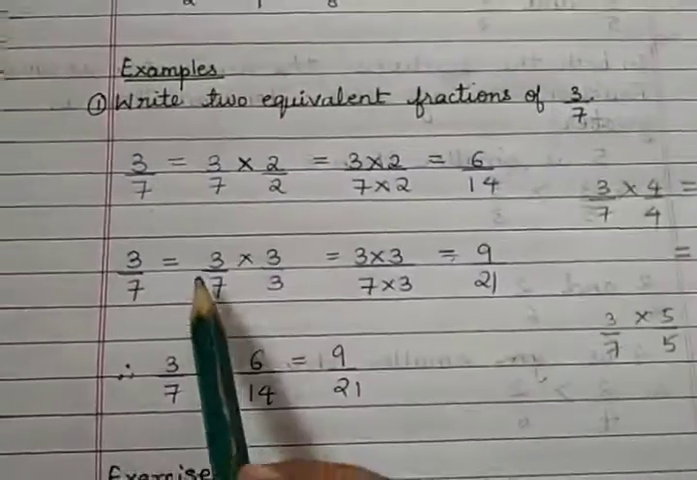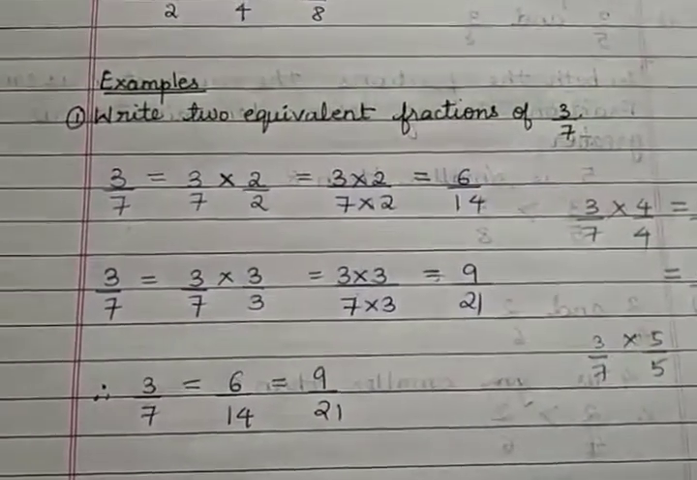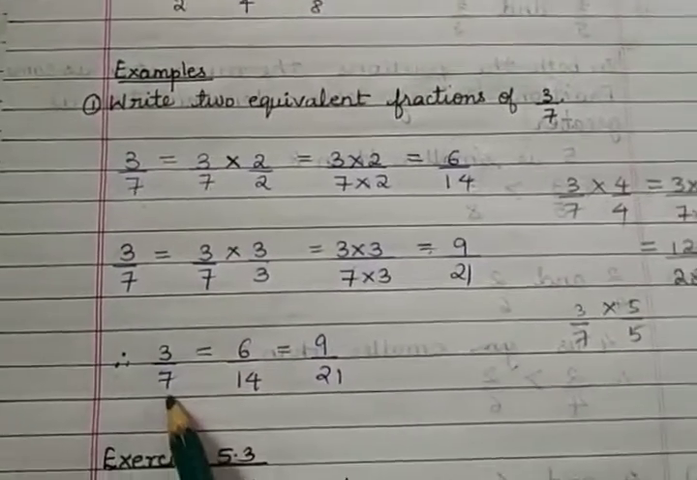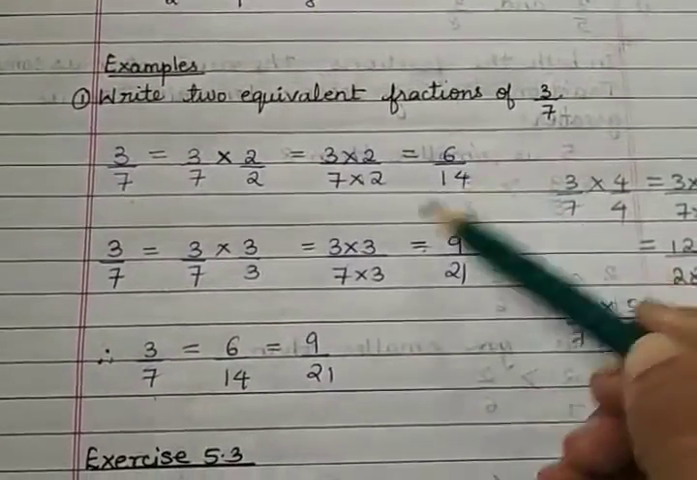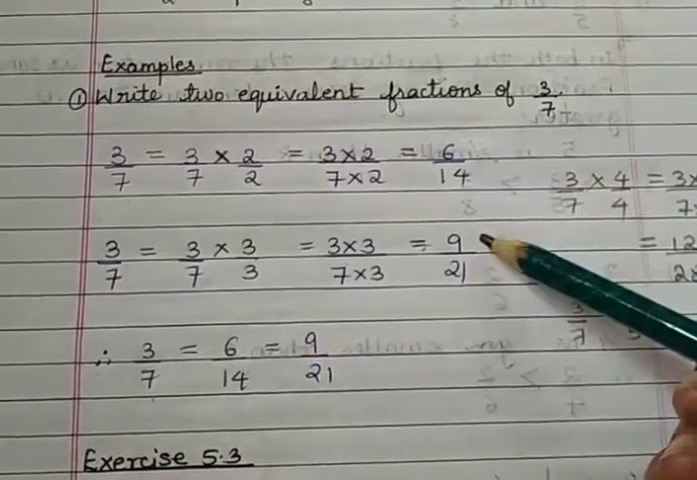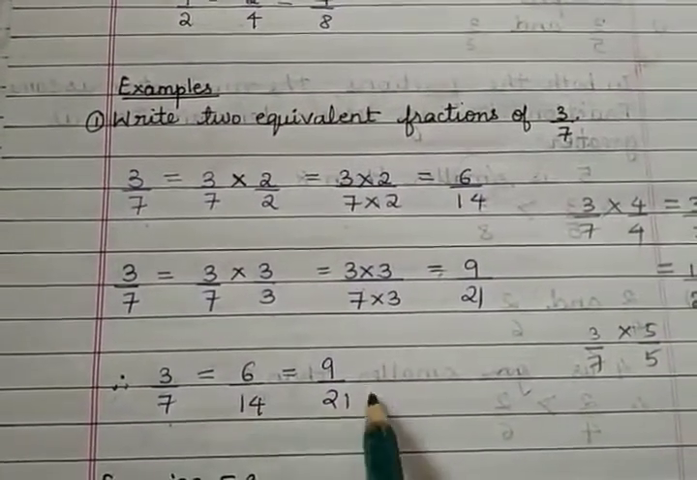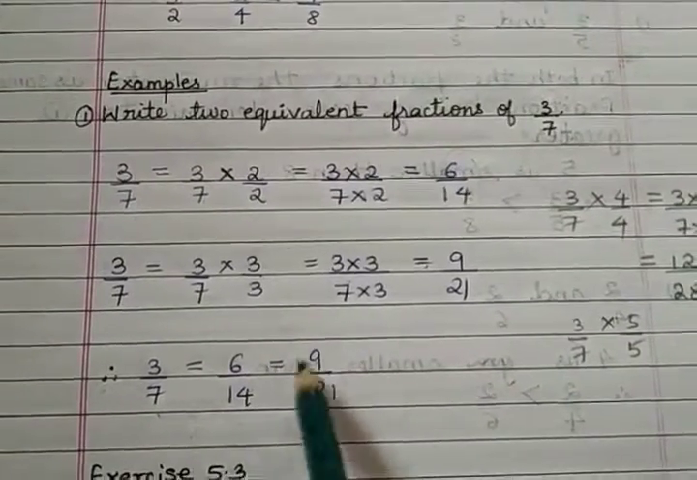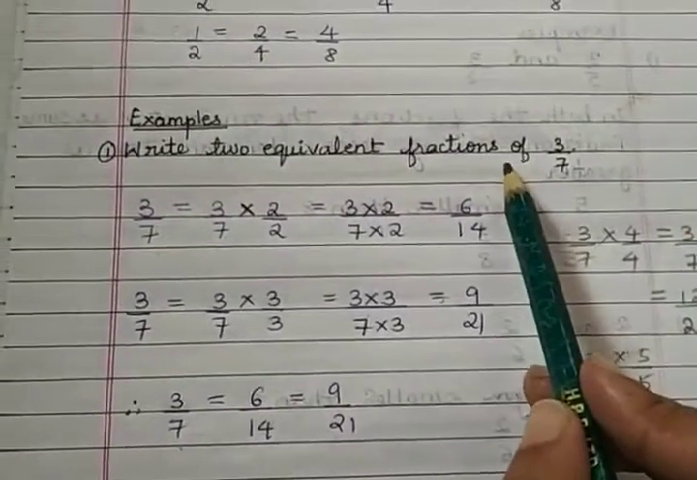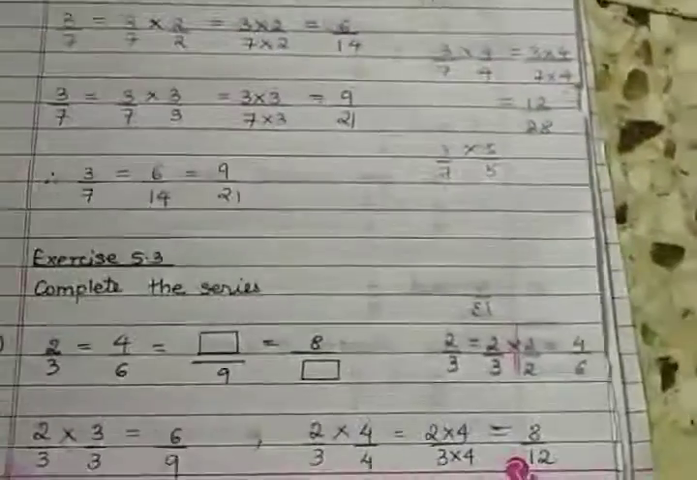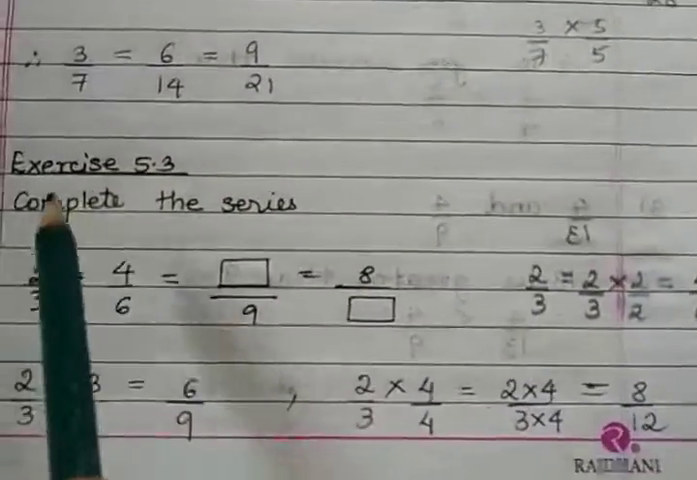At the end, after you find the equivalent fractions, we write it as 3 upon 7 is equal to 6 upon 14 is equal to 9 upon 21. So these are the two equivalent fractions that were asked to find. Next, let us solve some exercise problems.